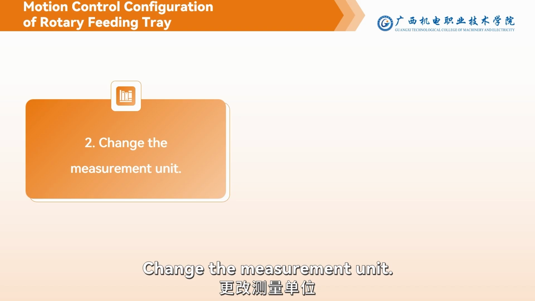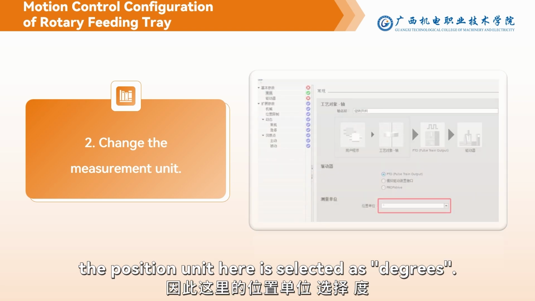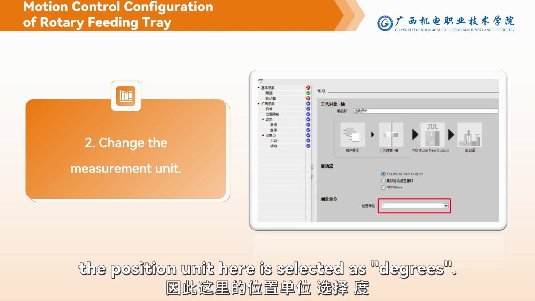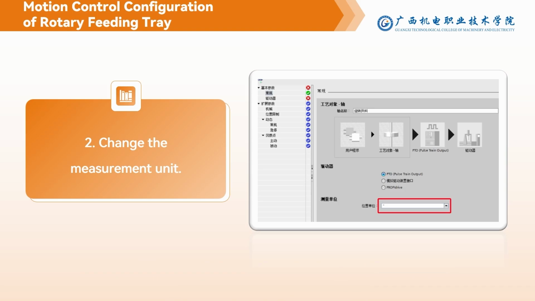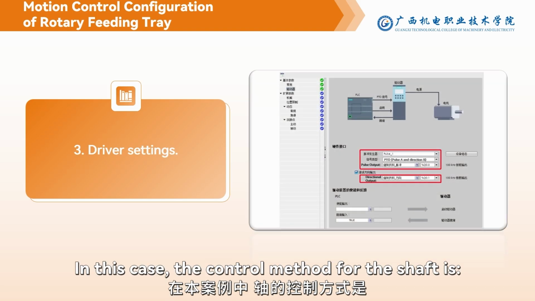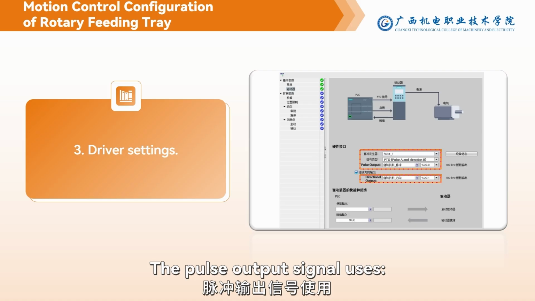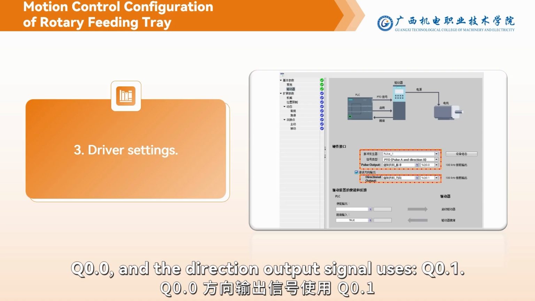Change the measurement unit since the rotary tree performs circular motion. The position unit here is selected as degrees. Driver settings. In this case, the control method for the shaft is pulse plus direction. The pulse output signal uses Q0.0 and the direction output signal uses Q0.1.